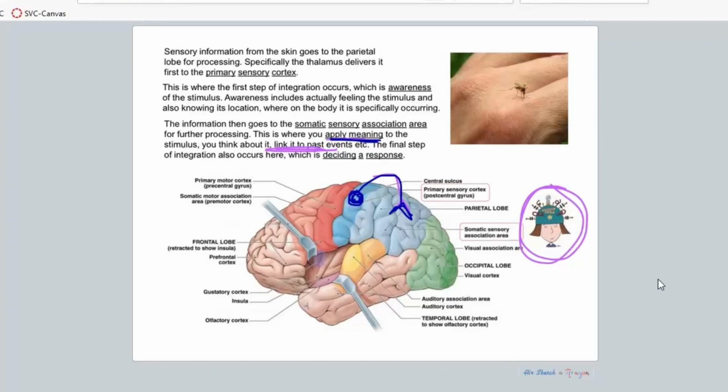What type of meaning might you apply here? Well, you may think of past events, and you may be like, well, all of this light touch feels like an insect. That could be an insect on my hand. Okay, so all of that kind of processing occurs in the association area. And the last thing that occurs in the association area after you apply meaning is you actually decide a response. So, all right, you've decided that this is probably an insect on your hand. What do you want to do about it? Okay, and that response that you decide is generated in that association area.